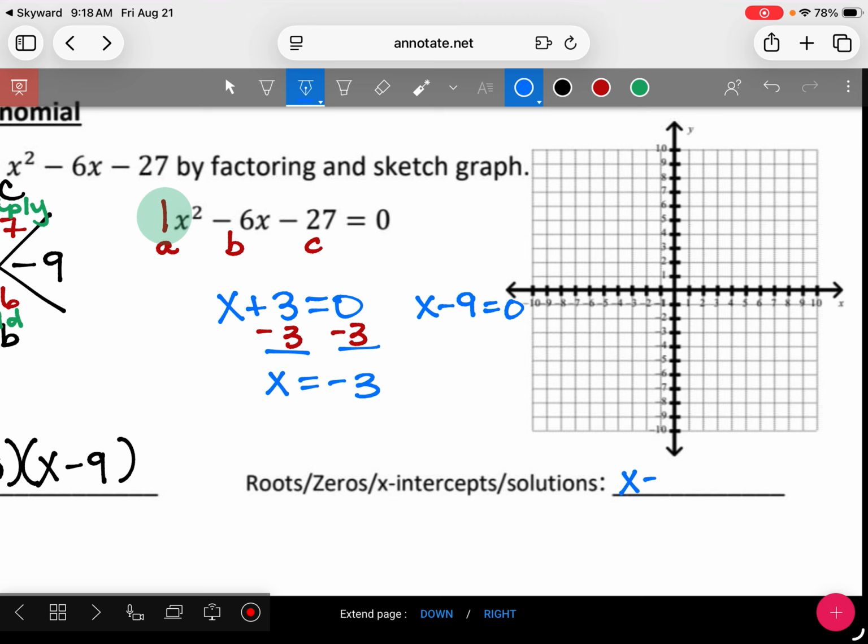So I'm going to write that here. Yes, passes are over there. And then for my second one, I'm adding 9.